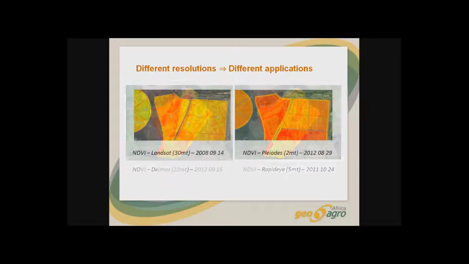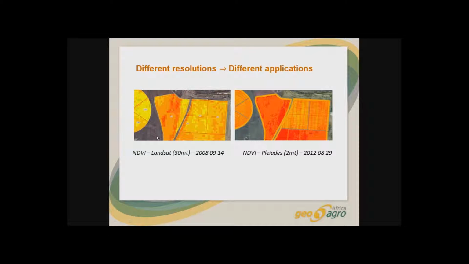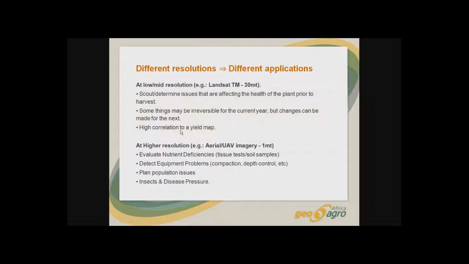This is a sugarcane farm in KwaZulu-Natal, and you can see 30 meter resolution on the left and 2 meter resolution on the right, where you can start seeing the plant population or some other issues in much more detail. But still, with a 30 meter resolution, you have a good level of detail to appreciate some of the differences within the field.